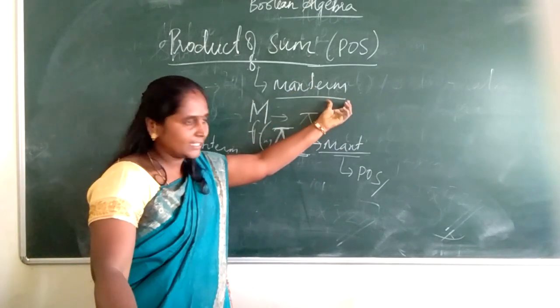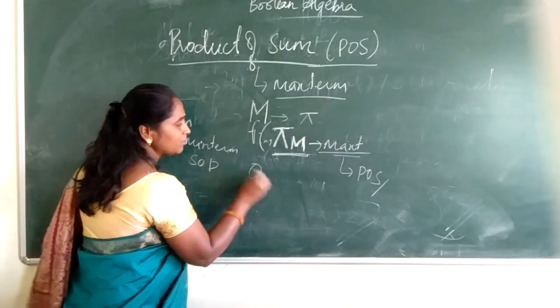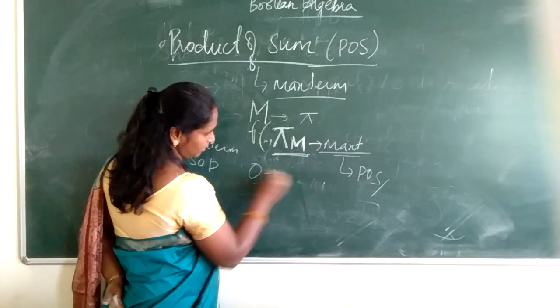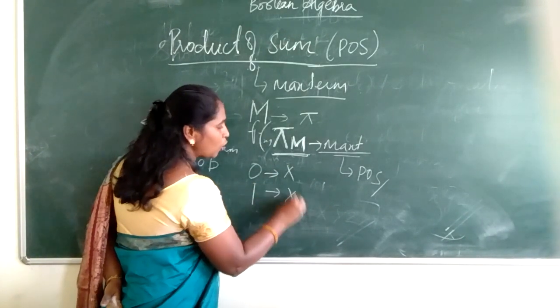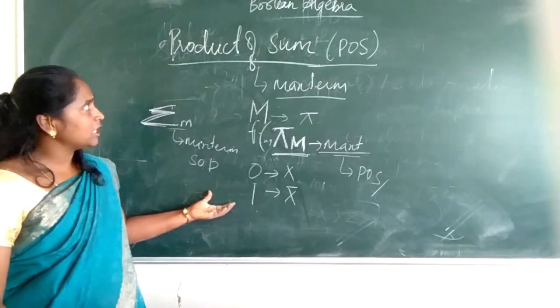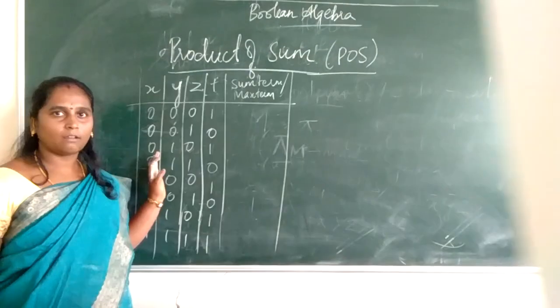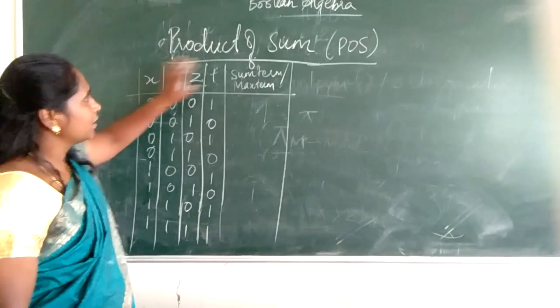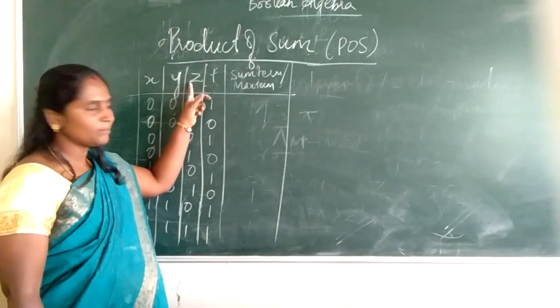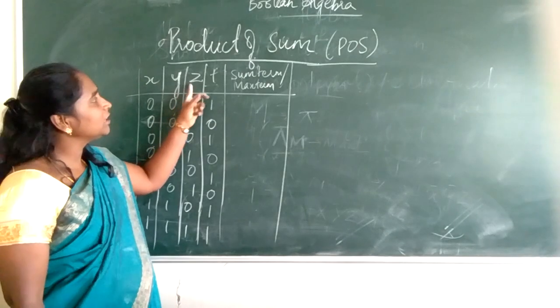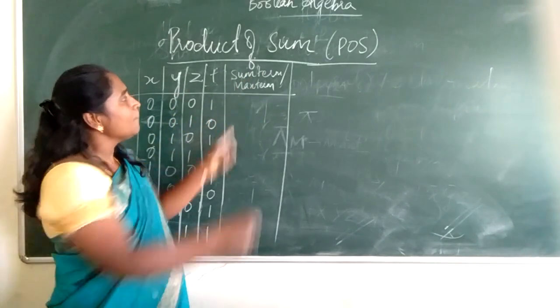That is nothing but the sum of all literals with or without complement in a logic circuit, which we call the max term. In your max term, 0 means the variable as it is, and 1 means it is complemented. We will see a truth table of a max term. In a product of sums, there is a truth table given. A function of xyz is my variable function. For that I have to find the sum term or max term.